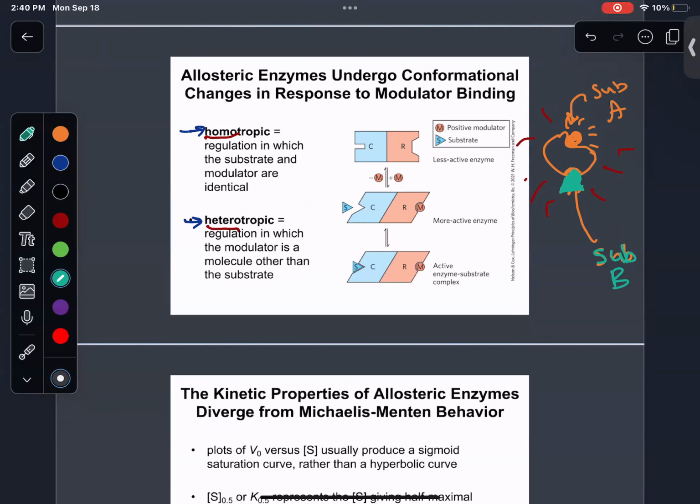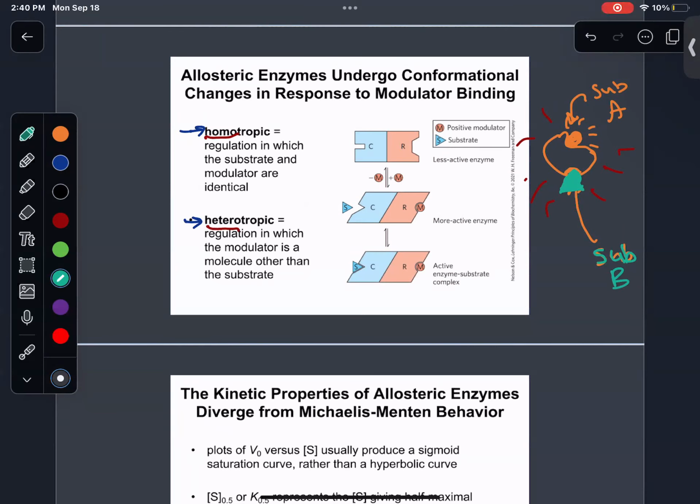All right. Another way these allosteric enzymes differ from the other regulators we talked about, namely the reversible and irreversible inhibitors, is going to be your kinetic properties. The kinetic properties of allosteric enzymes diverge from Michaelis-Menten behavior. The plots of initial velocity versus substrate concentration, even though we're using the same plot, the actual curve is going to be different.